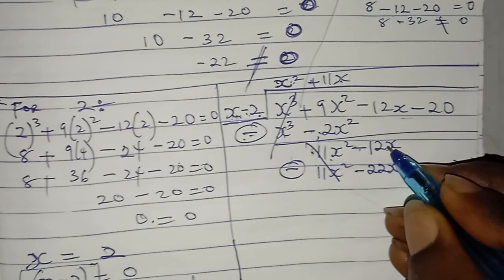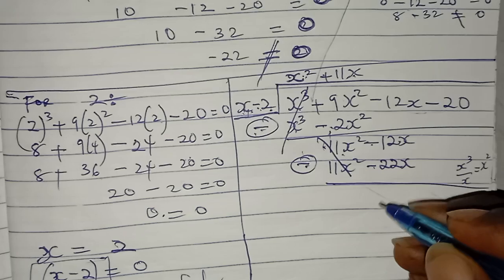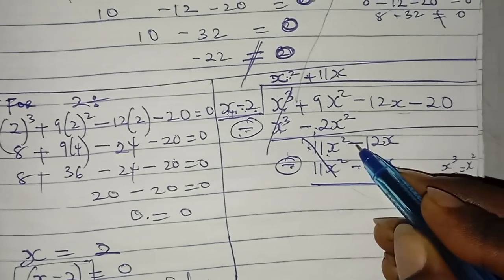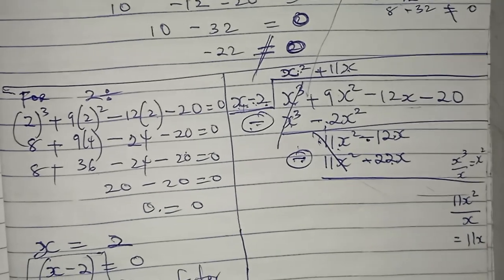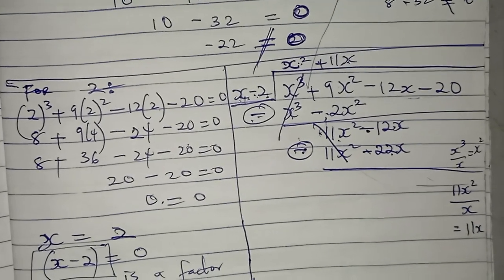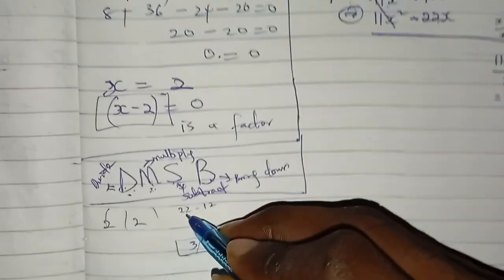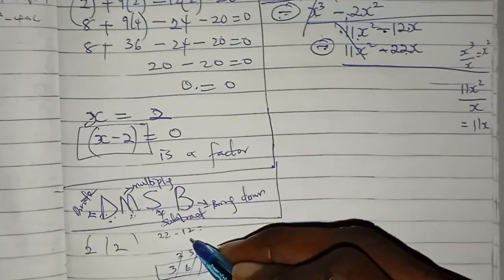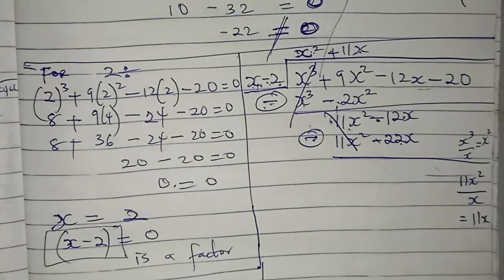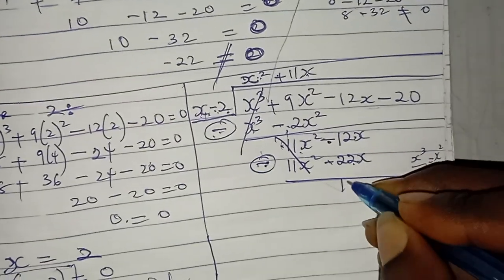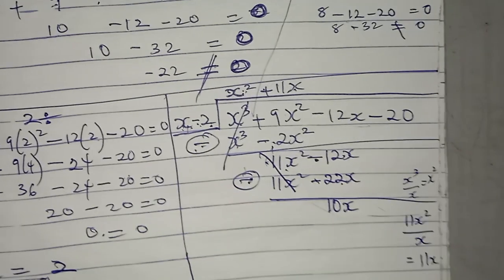Then minus 12x minus will become plus. So it will become minus 12x plus 22x. So let's do this. It's something as saying 22 minus 12, which is equal to 10. So you have 10x.